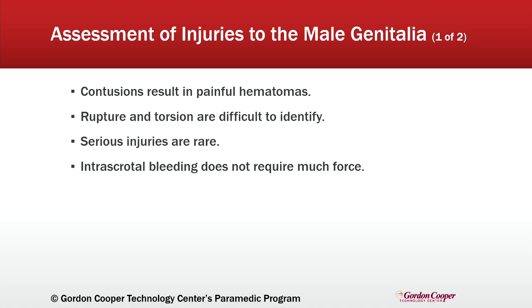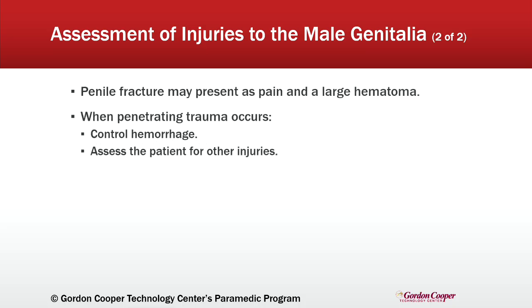A testicular rupture is often difficult to identify, but a presenting complaint is typically a tender or swollen scrotum. Torsion is also very difficult to identify in the field. While serious testicular injuries are rare, internal bleeding in the scrotum doesn't require much force. When we're dealing with a penile fracture, it is a tear in the wall of the corpora cavernosa, which presents with severe pain and a large hematoma.